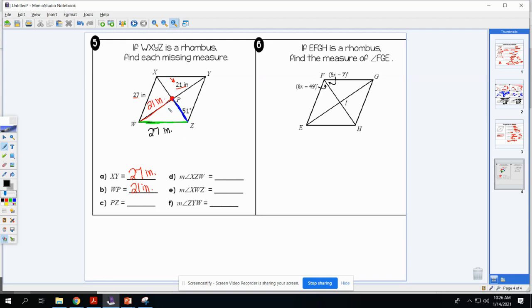We don't know what PZ is, but I do know that there's a right angle right here. We know our diagonals are perpendicular, so I know that this is a right angle. Well, if this is a right angle, and I know two of my sides, but I don't know the third side, how do I solve that for the third side? Hopefully, everybody at home was saying, hey, Pythagorean theorem, that's what we need. All right, so we will be using a squared plus b squared is equal to c squared.